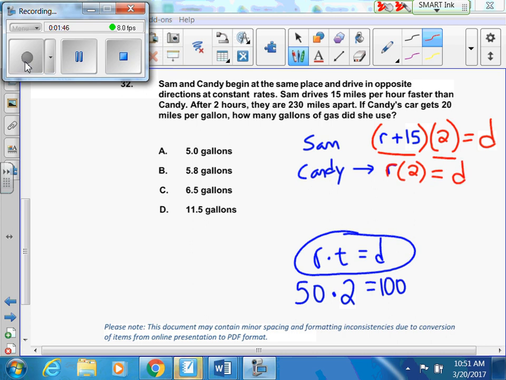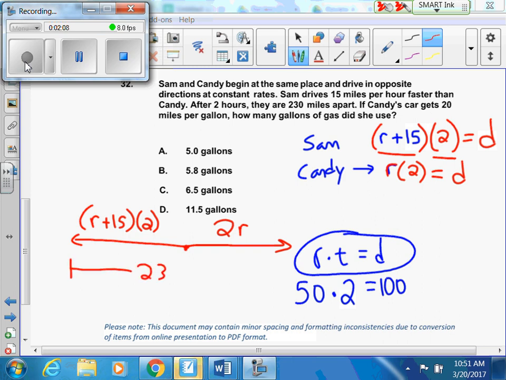Now, here's Sam, the distance going in this direction: R plus 15, times 2, represents Sam's distance. If you actually knew what the rate was, you could figure out the distance. Candy's going in this direction, and her distance is just represented as 2 times R. Now we know the total distance they traveled together is 230 miles. They're 230 miles apart. So if we add their distances together, it should equal 230. And that will allow us to solve for R, the rate.